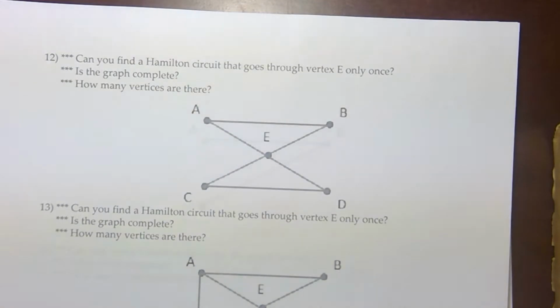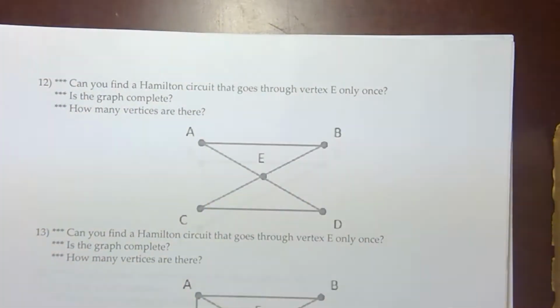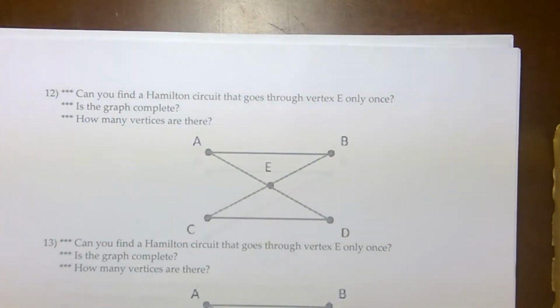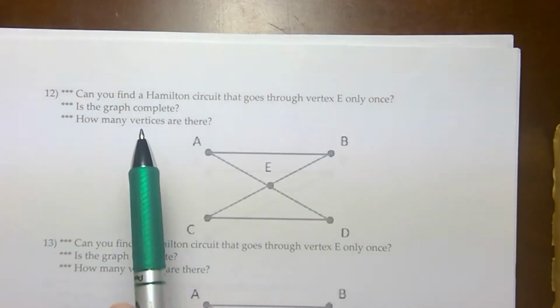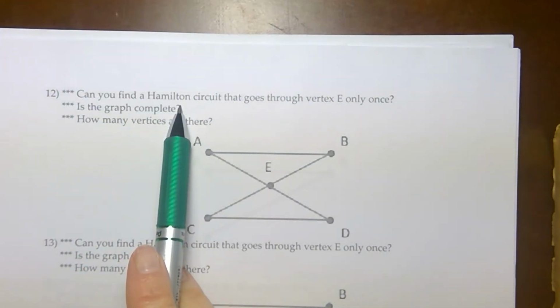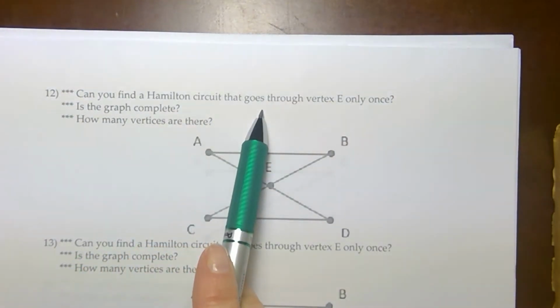All right, let's look at page 4. Can you find a Hamilton circuit? So we're going to start setting up some possibilities here as we work through the next couple of pages. Can you find a Hamilton circuit that goes through each vertex only once? And then it asks if the graph is complete and how many vertices there are. We'll do this first one together, and then I'm going to pause the video and give you an opportunity to work through 13 through 16, and we'll talk about the rest then. So can you find a Hamilton circuit that goes through vertex E only once?